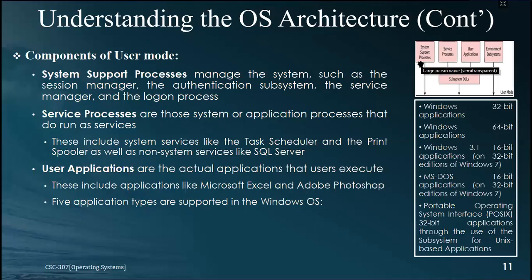So in the second part of the lecture, we'll talk about components of user mode. As we have already seen, in the user mode, we have system support process, we have service process, we have user applications, and we have environmental subsystem and the system DLLs. Now, remember again, from this, what you need to learn is what functionalities a system support process has, what it can do and what it cannot do. And then some examples. Same for the service process and other components as well.